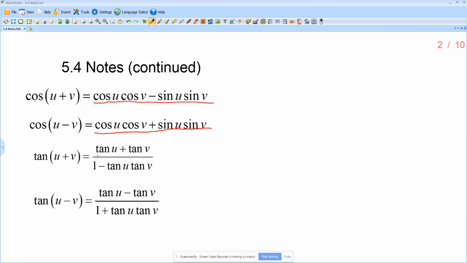Tangent of u plus v can be written as the tangent of u plus the tangent of v, over 1 minus the product of tangent u tangent v. And tangent of u minus v is just tangent u minus tangent v, over 1 plus the product of tangent u tangent v. So when you're looking at these, you're like, whoa, that's 6 formulas to remember.